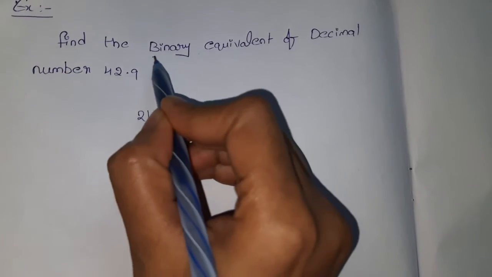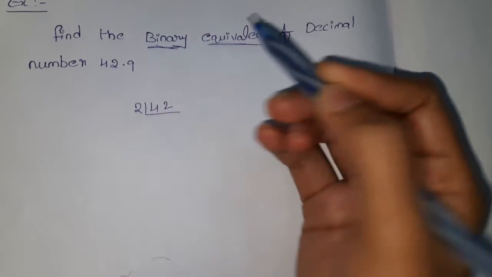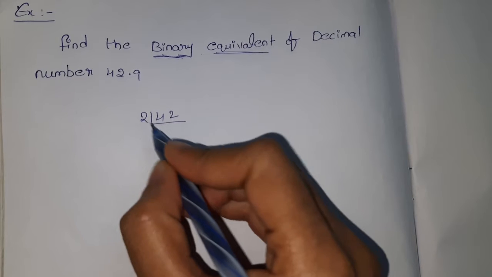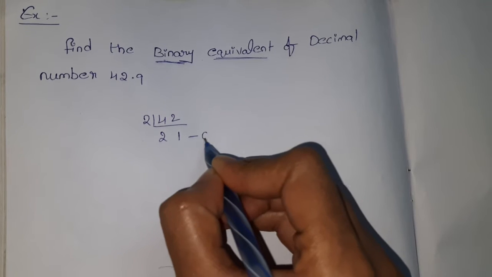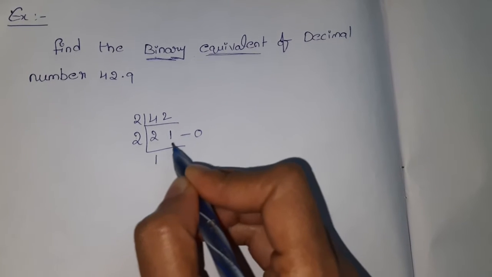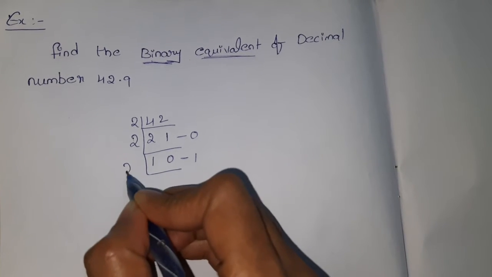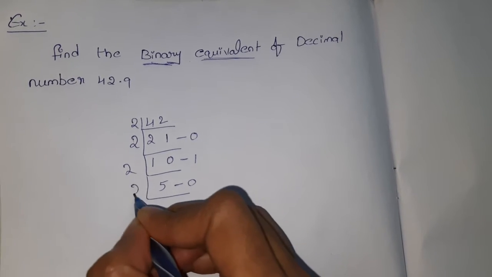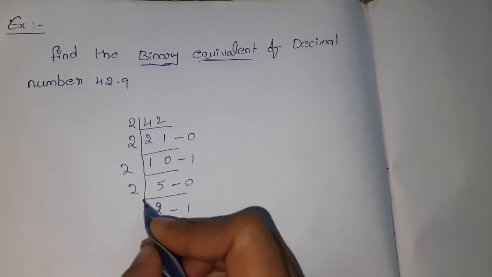Here we are finding the binary equivalent, so the base value is 2. With 2 I am taking the successive division. 2 4's are 8 and 2 1's are 2, so the remainder is 0. Next, 2 10's are 20 and the remainder is 1. Next, 2 5's are 10, remainder is 0. Next, 2 2's are 4 and the remainder is 1 here.